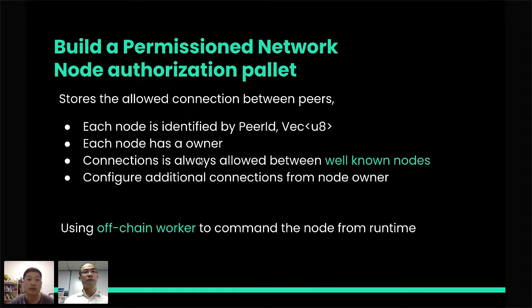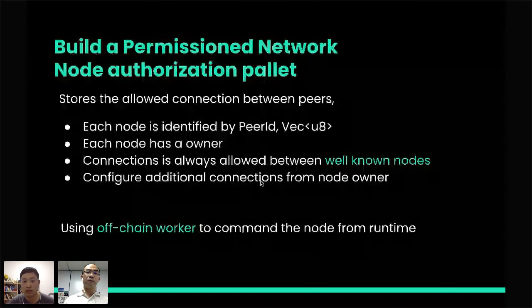If you want to join a permission network in this pallet, there are two options. One is you can join as a well-known node, and the connection between all these well-known nodes is allowed. Another option is you can persuade the owner of one node to allow you to connect to his node. Then your connection will be allowed, and you will be able to join the network. But you can only connect to that one node, and can't connect to other nodes without further connections.